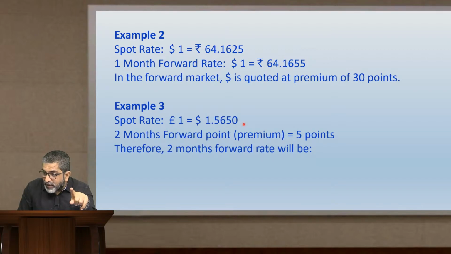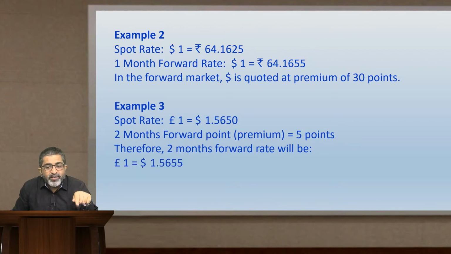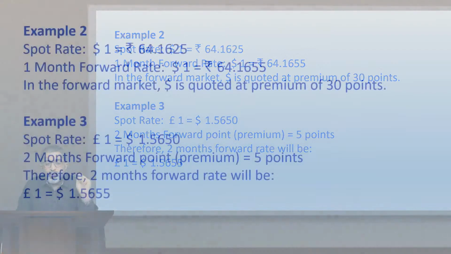You don't eliminate this 0 ever, because this is a foreign exchange quote. Even if the last place after decimal is 0, let it be 0. Don't mess it up, don't round it off, don't convert it into 1.565 and then add 5 points. It is 1.5650. It is on 0 you add 5 points. So the answer will be £1 equals $1.5655.